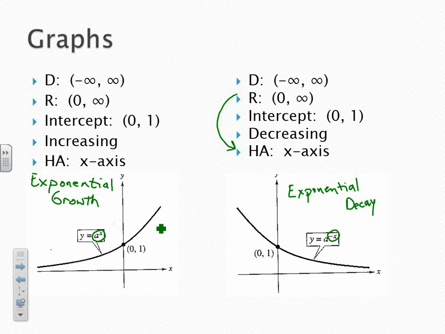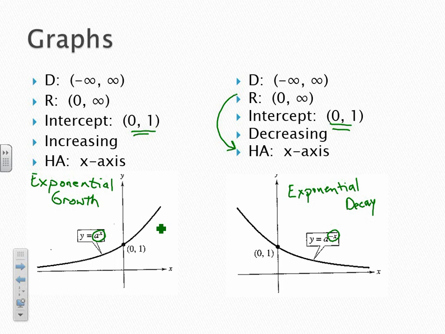And the parent function, if we just have the basic exponential function, it doesn't matter what the base is. A could be any number. Because if I take A, and A is any number, and I raise it to the 0 power, what's anything to the 0 power? It's 1. Anything to the 0 power is 1. And that's why our intercept is always the point (0, 1). Because again, anything to the 0 power is always 1.